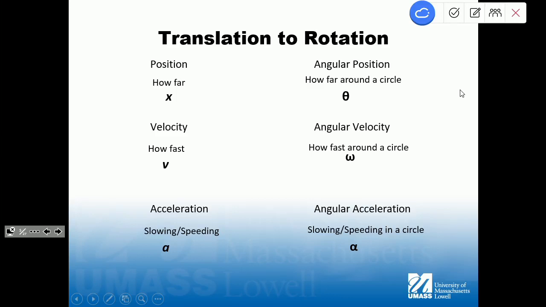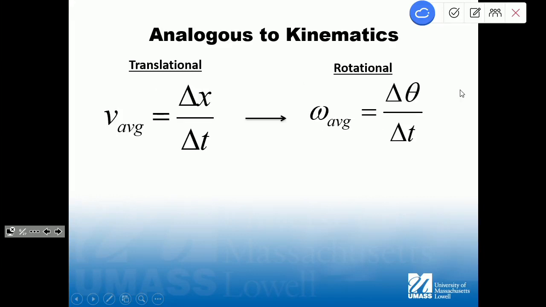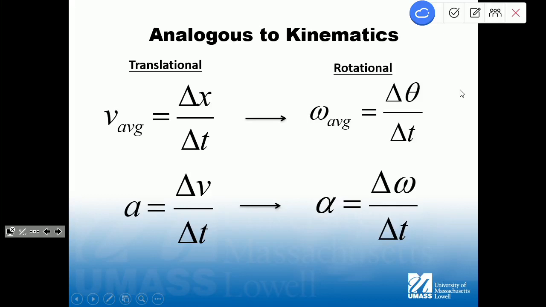Okay. So these are the quantities, and now we have to try and figure out how they relate to each other. These are your translational analogs of rotational quantities. We know how those relate to each other. Now we're going to figure out how these relate to each other. Your translational velocity was v is delta x over delta t. Now we have omega is delta theta over delta t. And acceleration was delta v over delta t, and now we have alpha, which is delta omega over delta t.